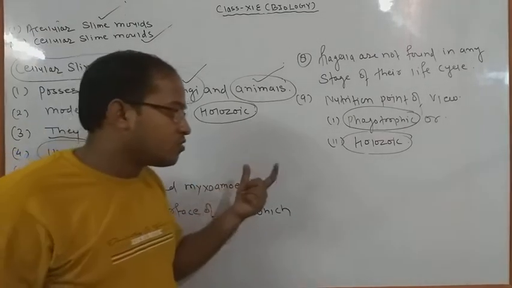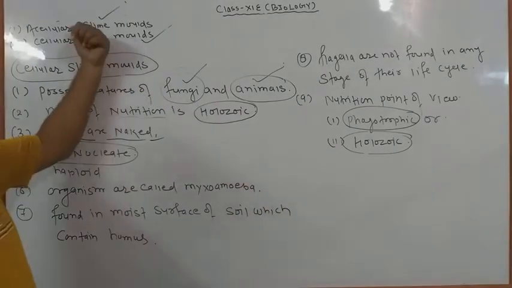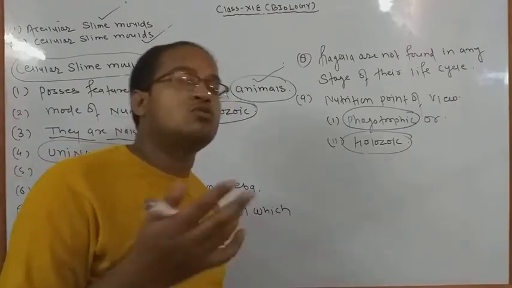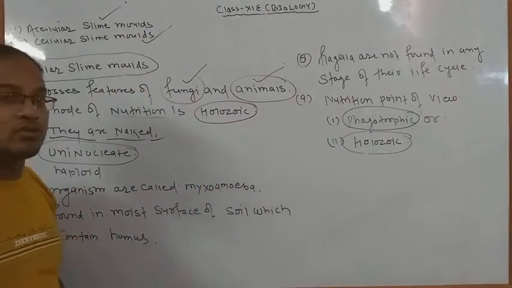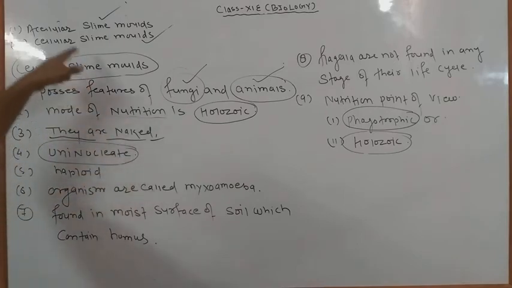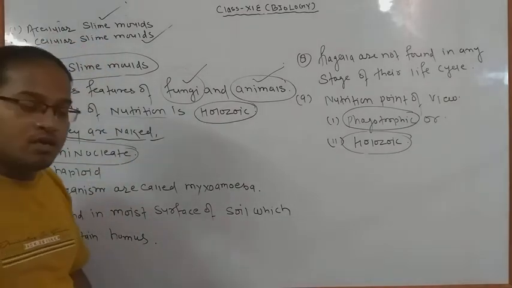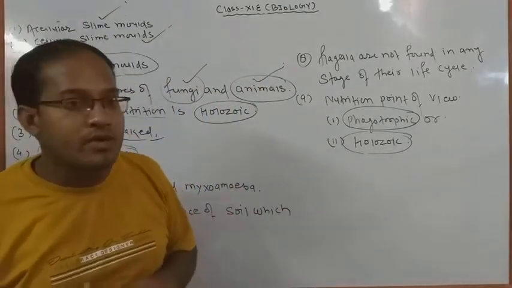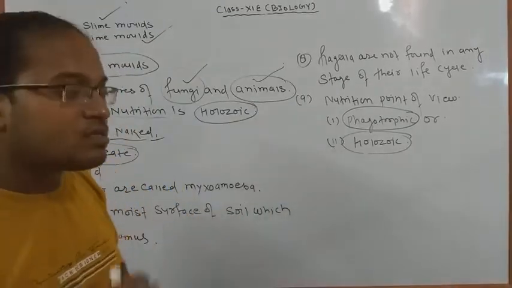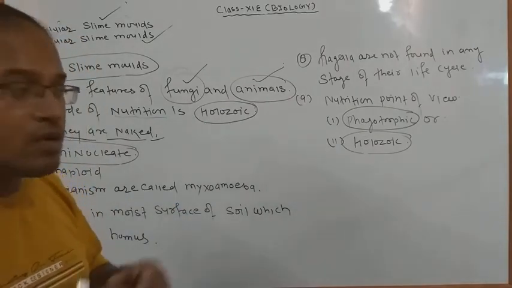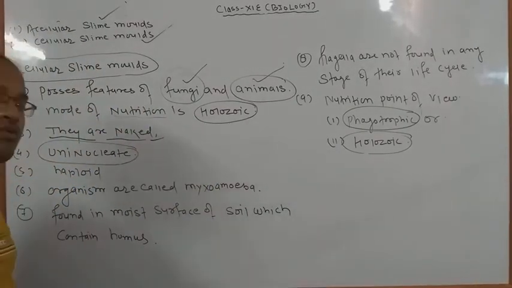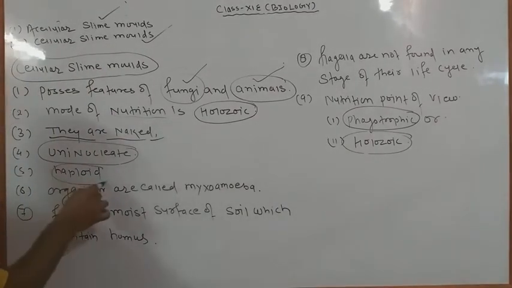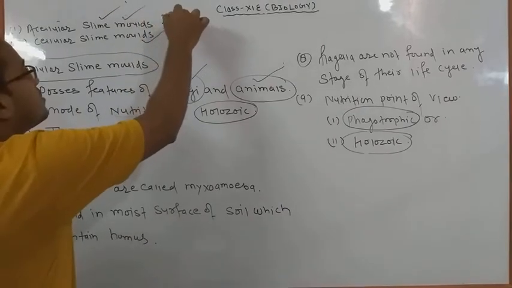Uninucleate means they have one nucleus, and if we talk about acellular slime molds, they have more than two nuclei; that is called multinucleate. That is the major difference between acellular and cellular slime molds. Most of the time the question arises, what is the exact difference between acellular slime molds and cellular slime molds. So you have to understand all the points very carefully, and if you have any doubt, definitely you can consult me.